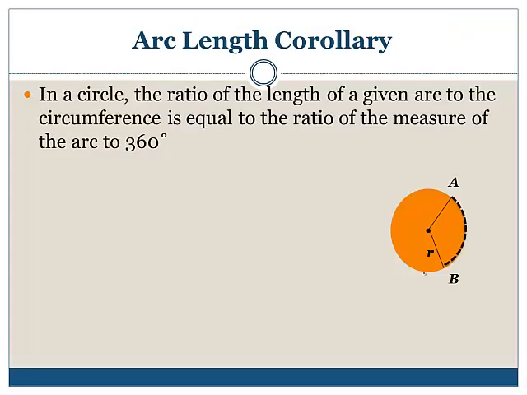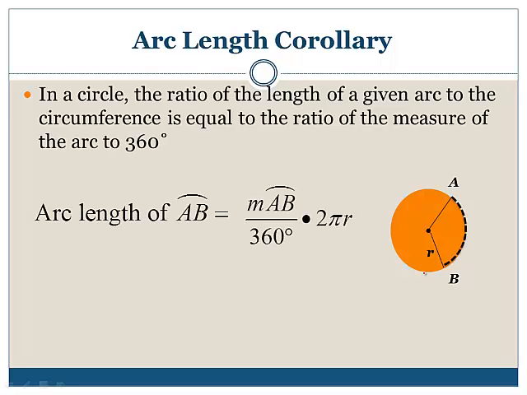All right, moving on to the arc length corollary. In a circle, the ratio of the length of a given arc to the circumference is equal to the ratio of the measure of the arc to 360 degrees. That is quite a long sentence, so let's break it down into a formula. The arc length of AB is equal to the measure of AB divided by 360 degrees, all multiplied by 2 pi r. We can use this to find the arc length of AB.